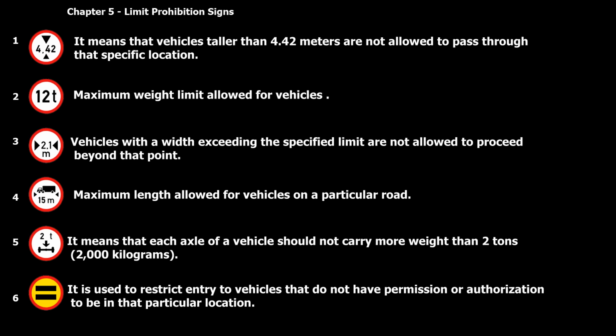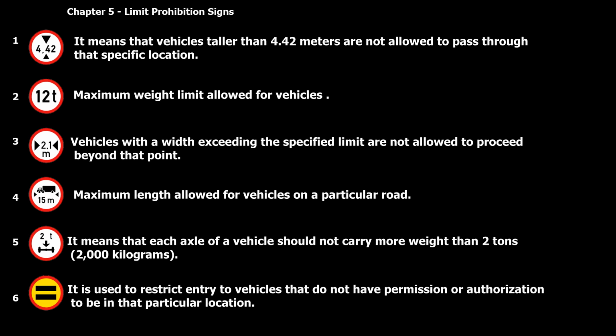The first sign has a decimal, which is 4.42, and there are triangles on top and also beneath. What it means is that vehicles that are taller than 4.42 meters are not allowed. Take note of the words not allowed to pass through that specific location.